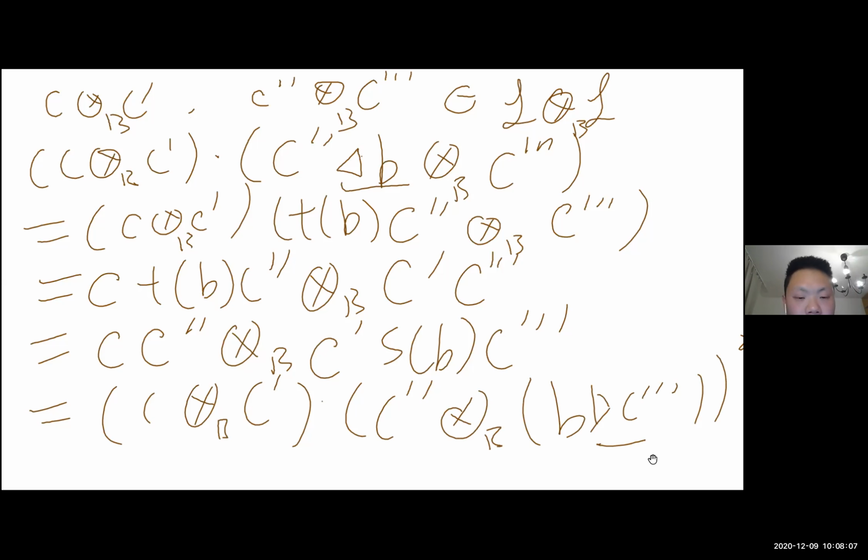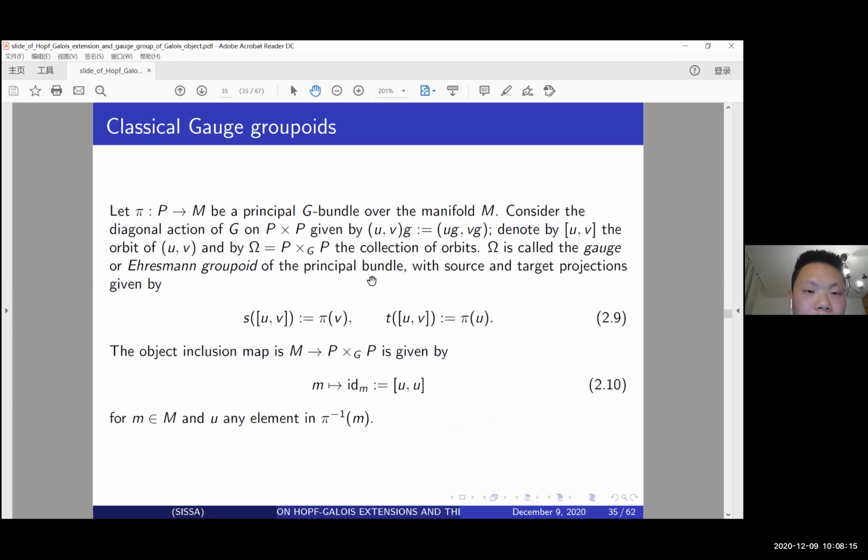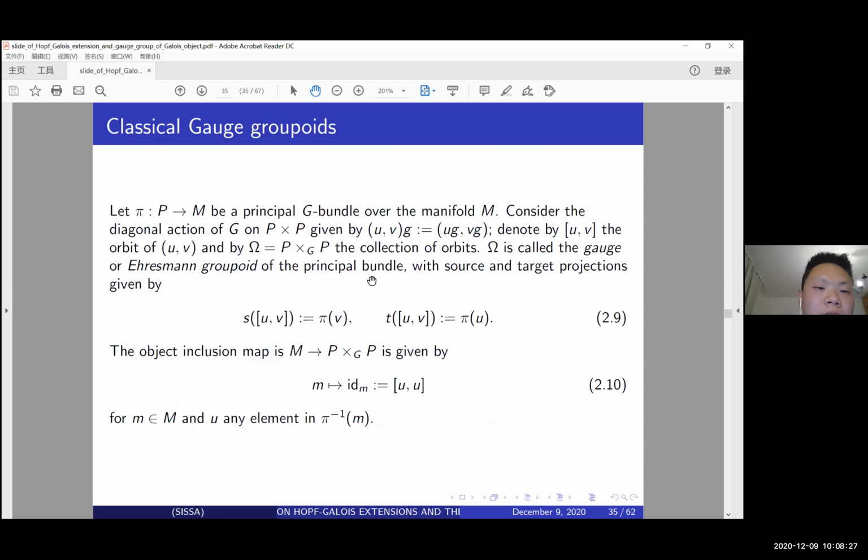Okay, so now let's go back to the definition. So this is all the definition of the bialgebroid. Now I will give a special example of bialgebroid, which is the so-called Ehresmann-Schauenburg bialgebroid. The Ehresmann-Schauenburg bialgebroid can be viewed as a quantization of the classical gauge groupoid.